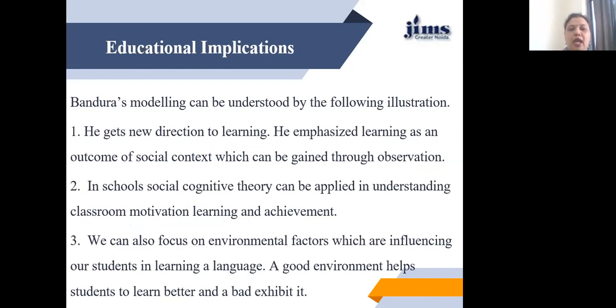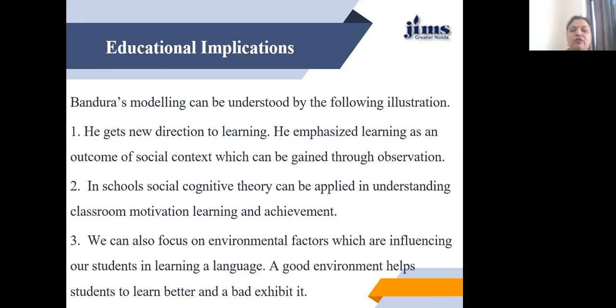This theory also has some educational implications. Bandura's modeling can be understood by the following illustrations. First, he gives a new direction to learning. He emphasized learning as an outcome of social context, which can be gained through observation. In school, social cognitive theory can be applied in understanding classroom motivation, learning, and achievement.